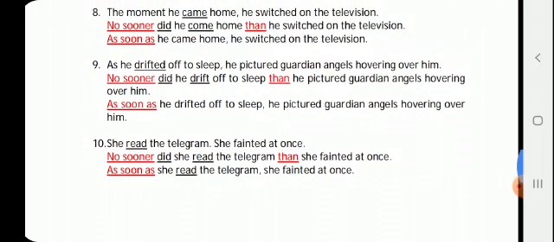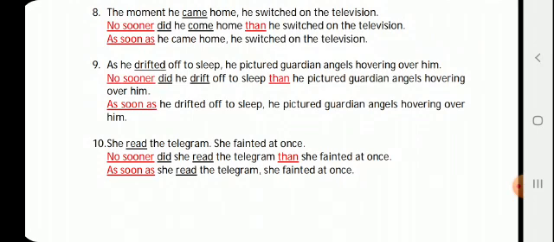Last but not the least, she read the telegram, she fainted at once. Now you can see, students, that in no sooner and as soon as, everywhere read is the same, because in this word read, the pronunciation differs but the spelling remains the same. So in the first, she read the telegram. I'm pronouncing it as red because it is in the past tense. She read the telegram. She fainted at once. It means first she read, that says it's in the past tense, and then she fainted.